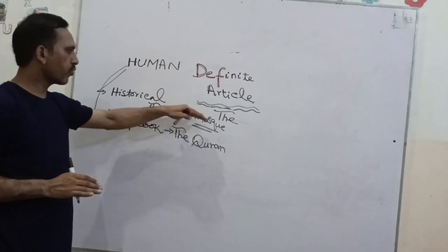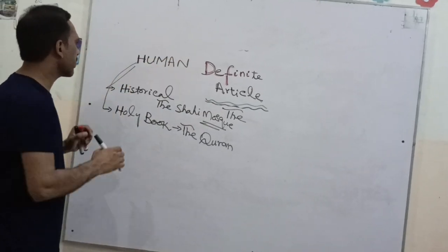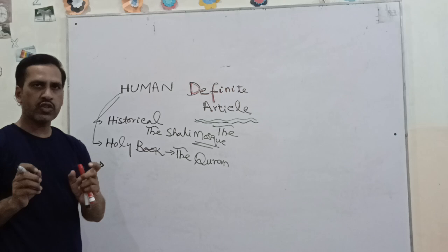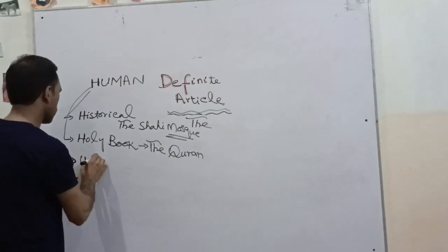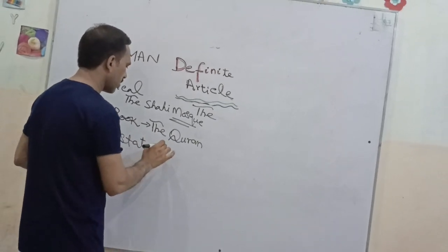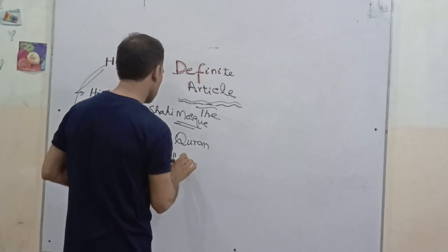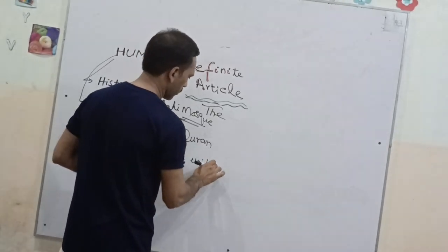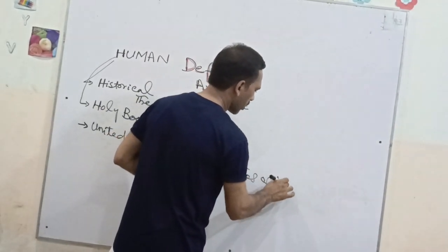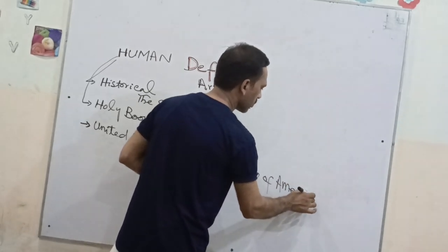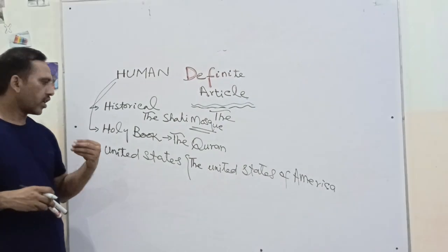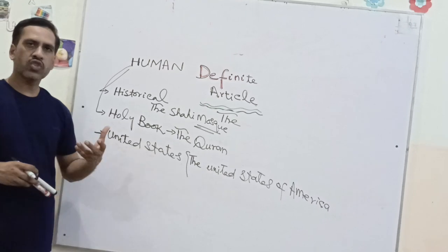So the next use of "the" as a definite article is with the United States. "The" is used with the United States. For example, we can say the United States of America, the Muslim Ummah, as well as you can see the United States of Saudi Arabia.